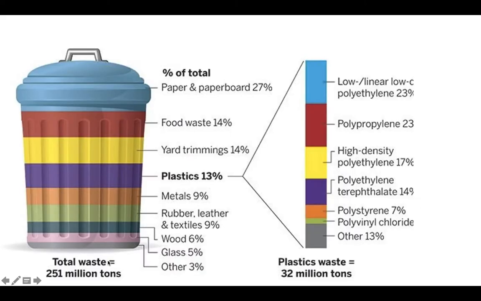So a lot of waste in the United States, and you can look at the breakdown of what that waste is. 27% is paper and paperboard, 14% is food waste, 14% is yard trimmings, right? All of this stuff is recyclable. So if instead of throwing this in the trash, we were able to recycle it, we'd be able to cut down our waste substantially. 13% is plastics, and a variety of other things make up the remainder of the solid waste.